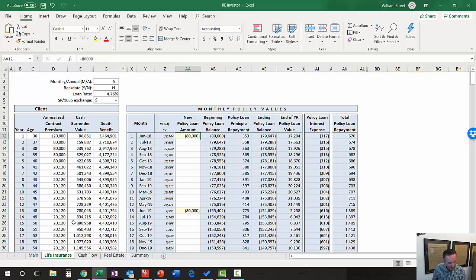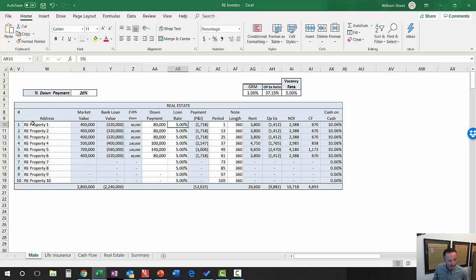Okay. Now I'm going to toggle over to this other tab. So you see this first line right here, RE property one. Well, you see market value 400,000, down payment 80. Obviously, I made these nice round numbers that are easy to understand. So you can think of this in a couple of different ways. This $80,000 down payment represents 20% of the purchase price. So it could be one $400,000 home that he puts 80 grand down.